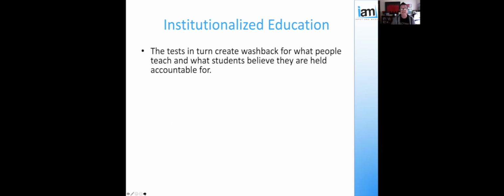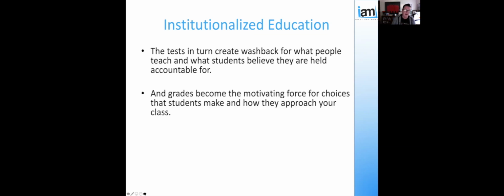The tests then in turn create washback. And again, it doesn't have to be a test. It could be anything in which we try to measure something, right? The tests in turn create washback for what people teach and what students believe they're held accountable for, which is why students always go, is this going to be on the quiz? Is it going to be on the test? So grades become the motivating force for choices that students make and how they approach your class.